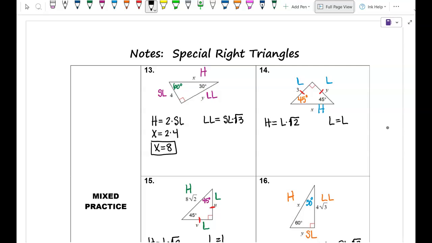Then substitute in y equals 4 times radical 3. Radical 3 can't be simplified. It's a prime number. There's no perfect squares. So y just equals 4 radical 3.